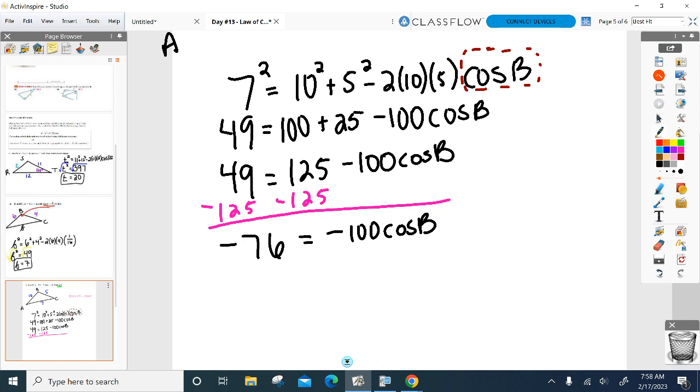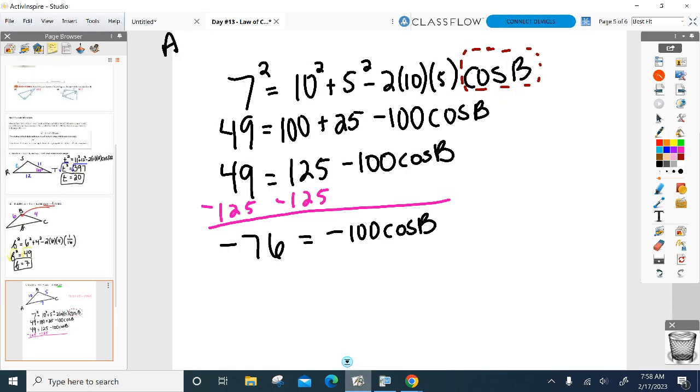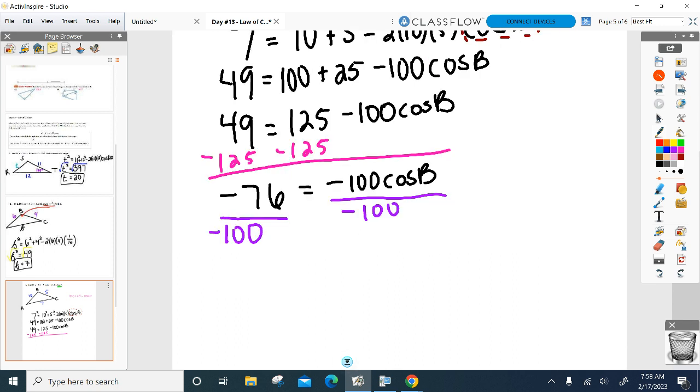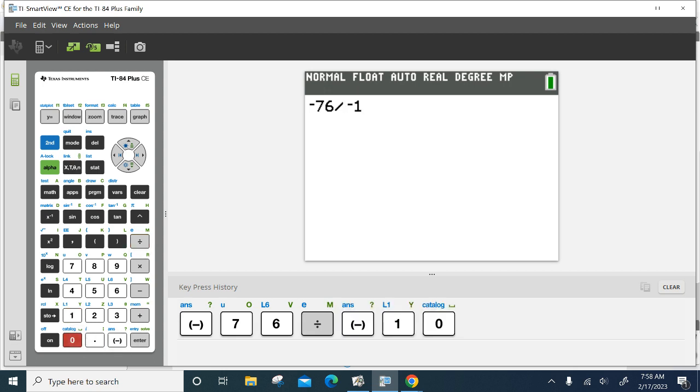All right, we should have one more step to get cosine B by itself. What else do I have to get rid of here? The 100. And how do I get rid of that one? Divide it over, right? Because it's being multiplied. Good work, Rachel. Divide by negative 100. So cosine B is equal to, let's try to leave that as a fraction if we can. So if I go to my calculator and I do negative 76 divided by negative 100.